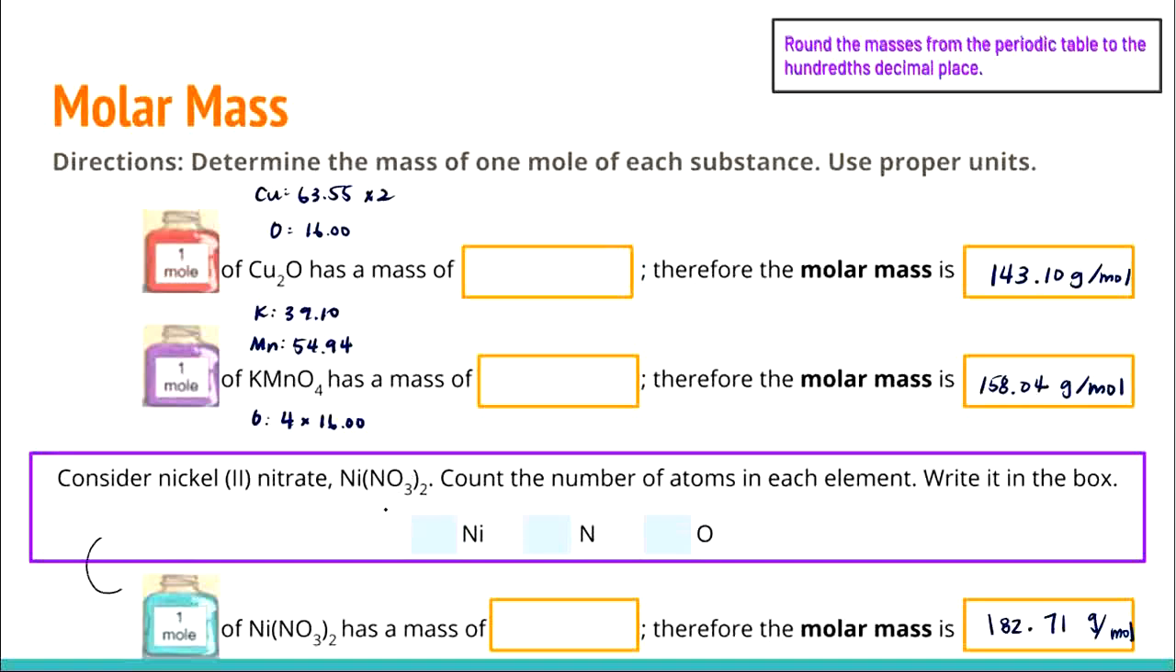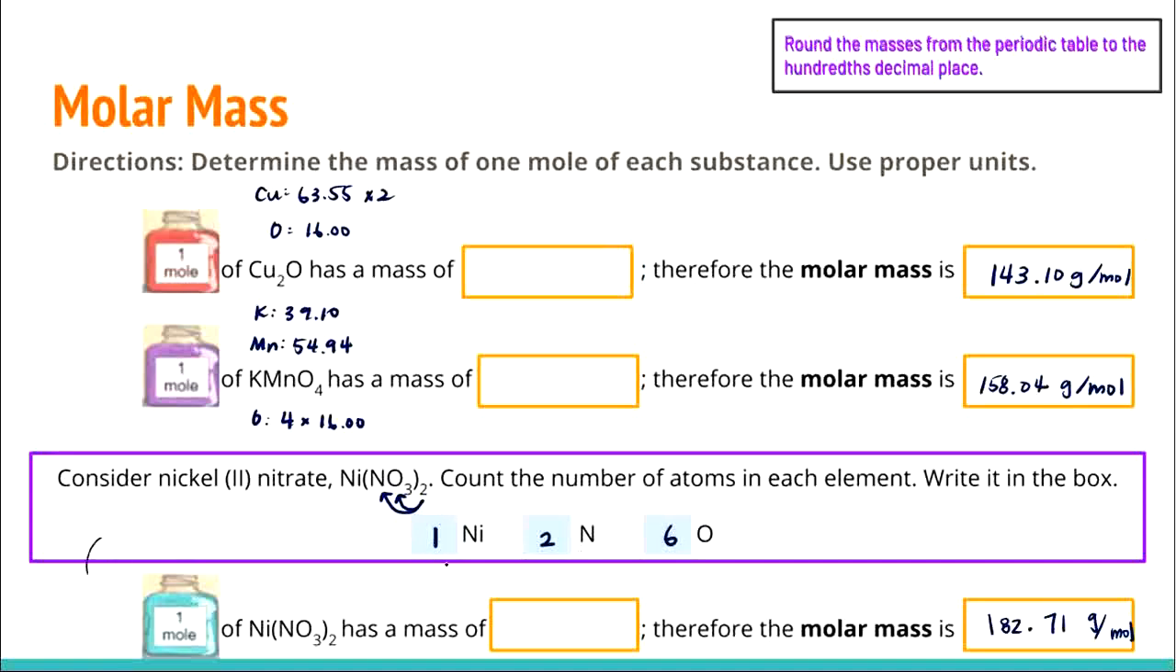Now for this one, nickel 2 nitrate, let's first count the number of atoms in each element. So for nickel, we have 1. For nitrogen, how many do we have? If you take a look, there are parentheses around the NO3. Now think about your math class. What do we usually do when there are parentheses? We distribute, right? And so that 2 gets distributed to everything on the inside. And what do you do mathematically when it gets distributed? You multiply. So nitrogen, there's 1 of them, but we multiply by 2. So we have 2 total nitrogens. And for oxygen, we have 3 on the inside, but again, you multiply by 2 for a total of 6.